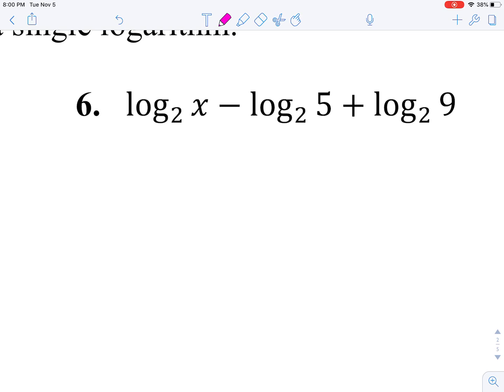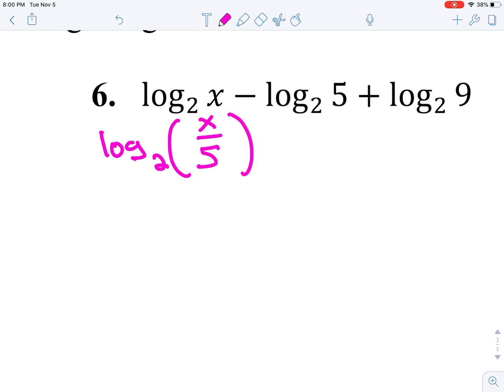So here, we're going to have log 2, and then I see some subtraction going on here. And subtraction is division, okay? And if we were to unwind this again and expand it, we could see how it would become log 2x minus log 2, 5. And then after that, we're going to have plus log 2, 9.